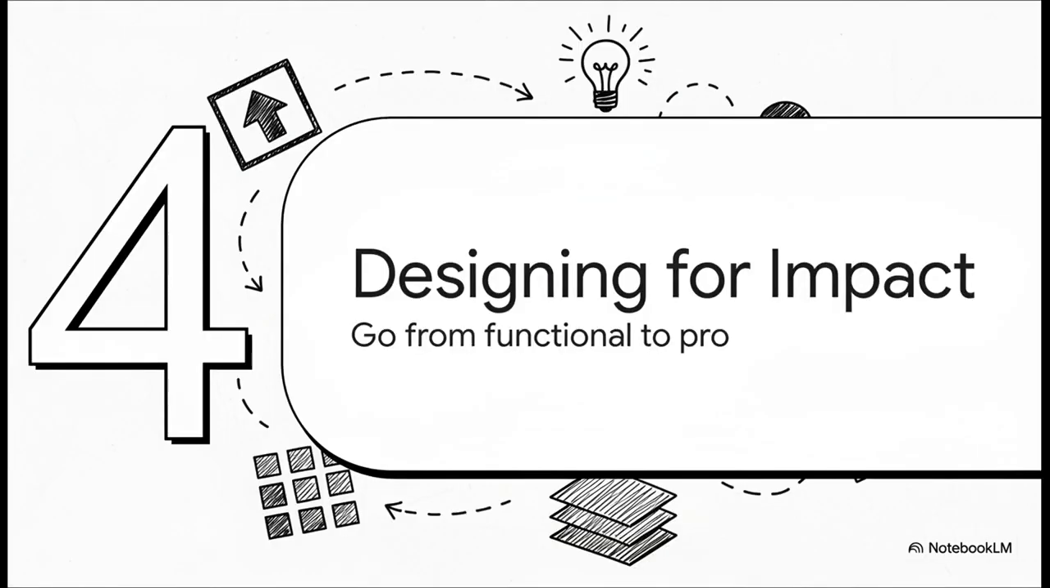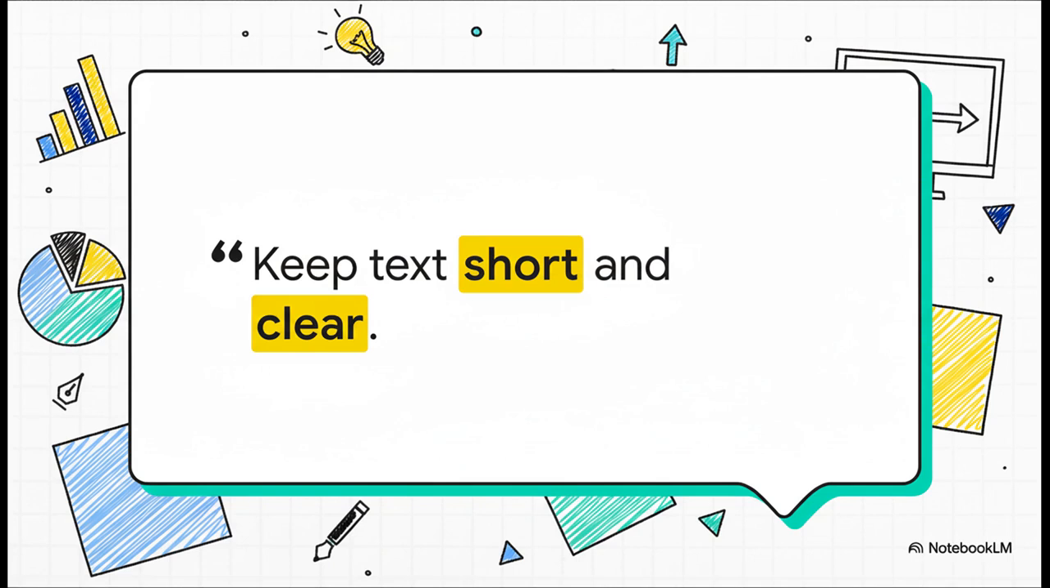So, we've got our content. Now, let's make it shine. Part 4 is all about design. This is the secret sauce that takes a presentation from just okay to, wow, that looks professional. If you only remember one single rule about design, please make it this one. Your slides are not your script, they're visual aids. So instead of writing out huge paragraphs, use short bullet points and really clear, concise phrases. When it comes to text on a slide, less is absolutely more.